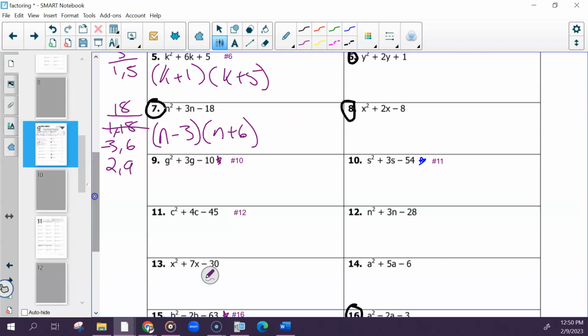So if you like the rules, if you have a positive and a negative, your C value is negative. That means one of your factors has to be negative, and it's going to be the smaller of the two.